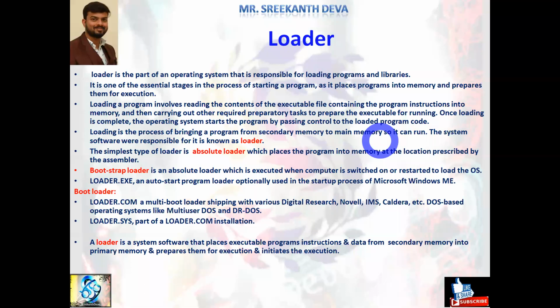See, someone needs to load that from secondary memory to what? Main memory. Who is responsible? That is done by a loader. See, loading is a process of bringing a program from what? Secondary memory to what? Main memory, so it can run. The system software responsible for it is known as the loader.